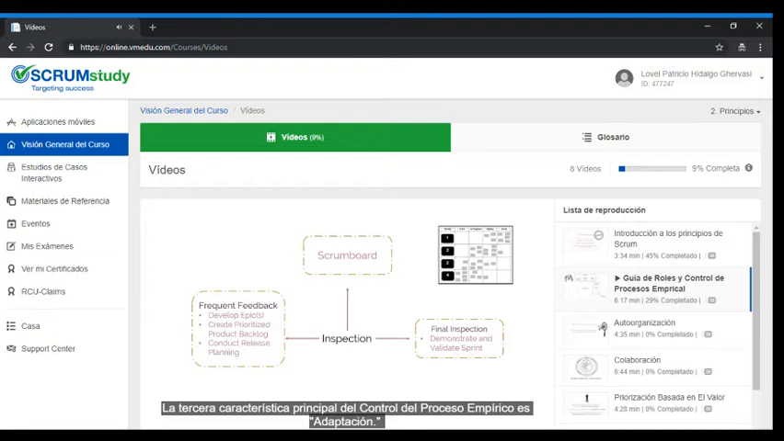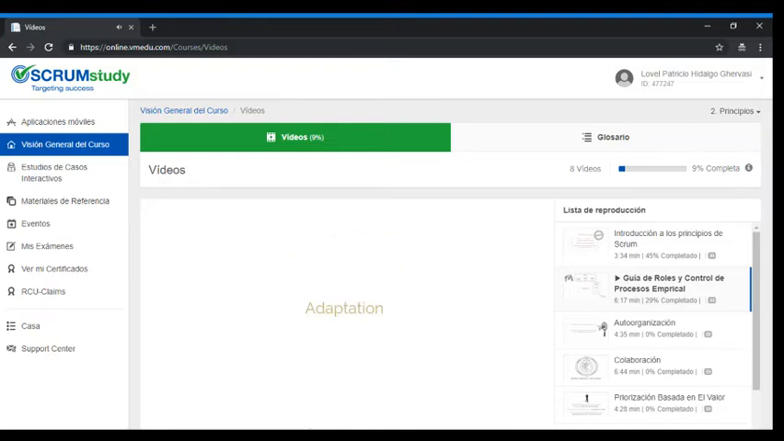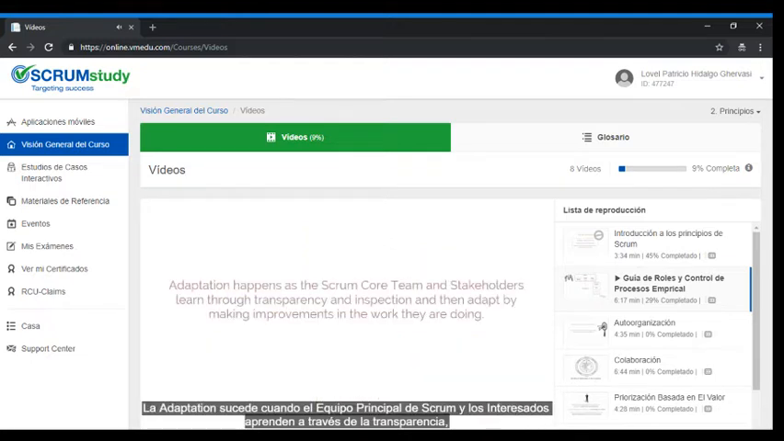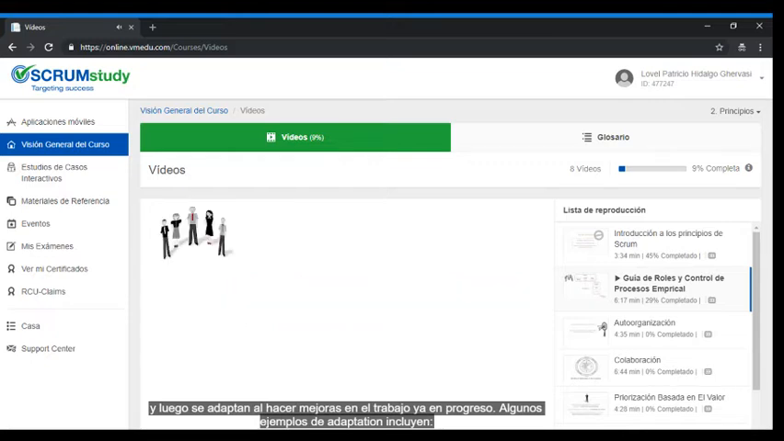The third main characteristic of empirical process control is adaptation. Let's take a look at the displayed diagram that summarizes the concept of adaptation in Scrum. Adaptation happens as the Scrum core team and stakeholders learn through transparency and inspection, and then adapt by making improvements in the work they're doing. Some examples of adaptation include the following.